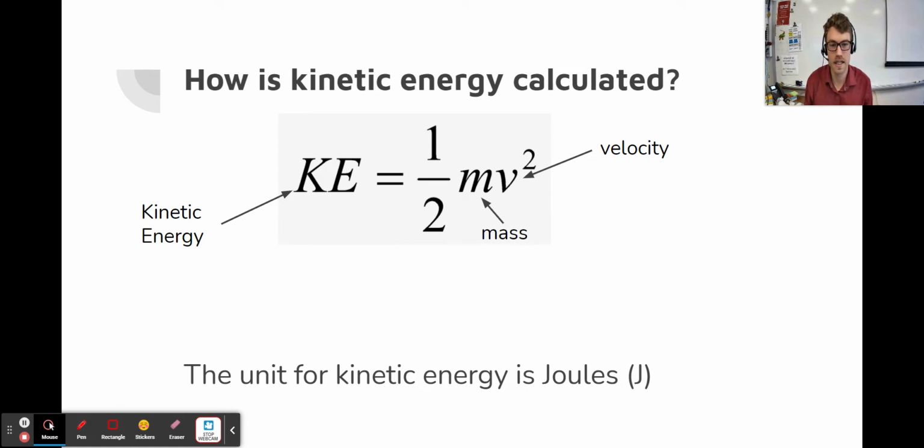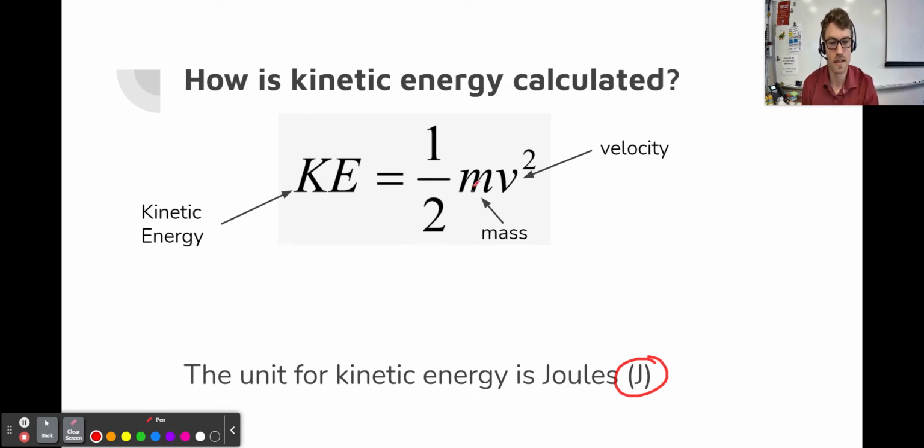Now, to calculate kinetic energy, we are going to use this equation. We have two equations for energy. The first one is kinetic energy: KE equals 1/2 mv squared. Our unit for energy is joules. That makes sense because remember, our unit for work was also joules. Because energy is the ability to do work, the units are the same.